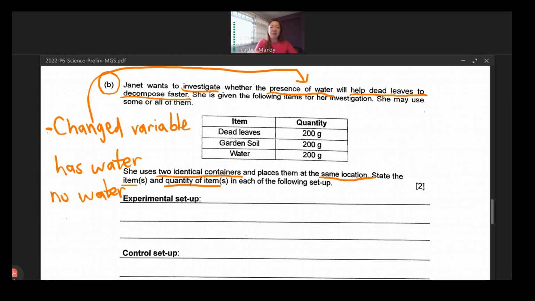Okay. Now, we are given 200 grams of dead leaves, 200 grams of garden soil, and 200 grams of water. So if I need to have a fair test, I should have the same quantity of dead leaves in each setup and the same amount of garden soil in each setup. Only water is different because that's the change variable. So one of them will have water, the other one will not have water. Which one will it be?